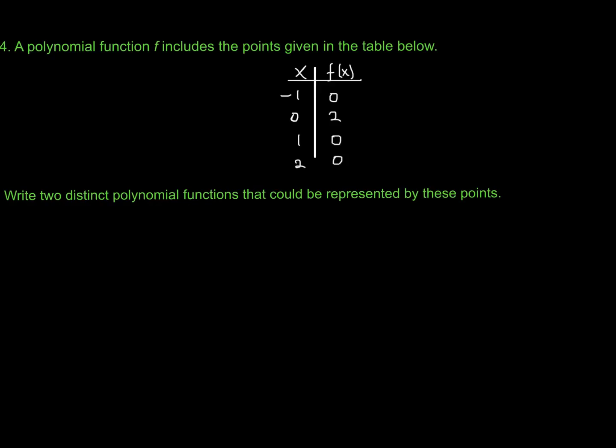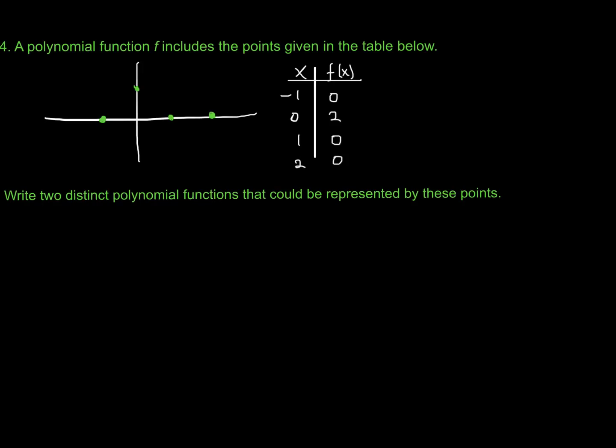One way to think about what that looks like is to actually sketch a quick graph of the function based on the points we're given. So we know when x is equal to -1, the value of the function is 0. We know that when x is 0, the value of the function is 2. We know that when x is 1, the value of the function is 0. And we know that when x is 2, the value of the function is 0.